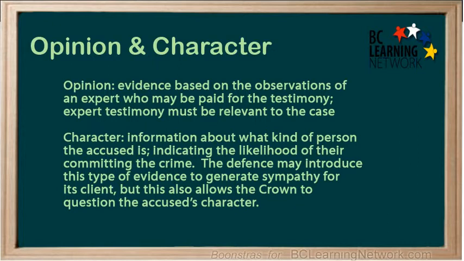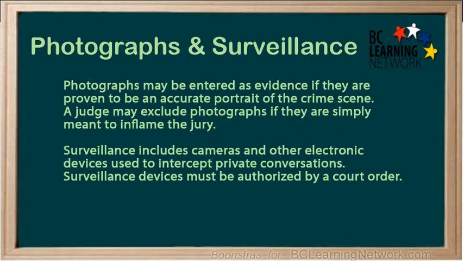Character information is information about what kind of person the accused is, indicating the likelihood of their committing a crime. The defense may introduce this type of evidence to generate sympathy for its client, but this also allows the Crown to question the accused's character. Photographs may be entered as evidence if they are proven to be an accurate portrait of the crime scene. A judge may exclude photographs if they are simply meant to inflame the jury.